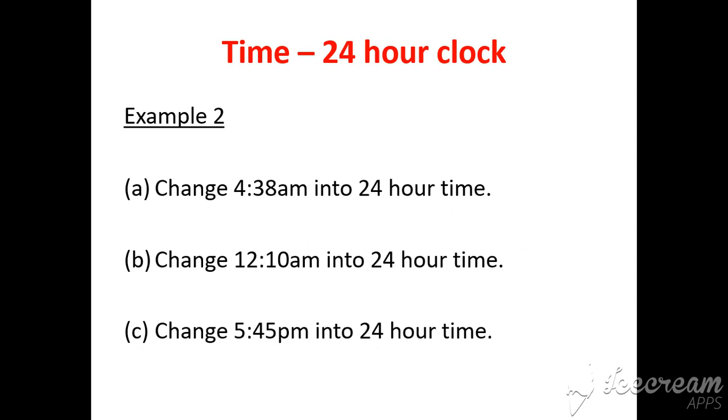All right, here's example 2. We're going to take some times that are in AM and PM and change them back into 24-hour clock. So how are we going to do 4:38 a.m.? Now, we just spoke about morning and 24-hour clock. We often have a 0, so it's 4 o'clock in the morning. It's going to be 04. So we're going to write it as 04:38.